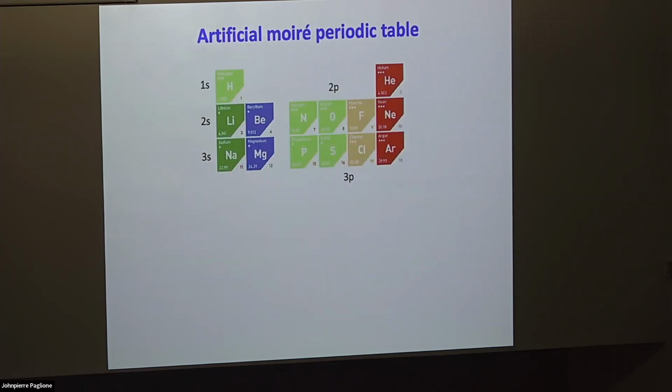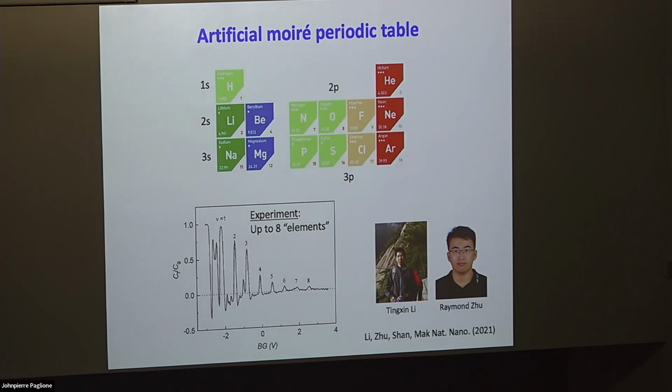And you can carry this analogy further, actually. This is a sort of idea from Allan MacDonald, that you can think of it as building an artificial periodic table. You start with the artificial atom, then you load the electron into this artificial atom. The first electron you load will be like artificial hydrogen.